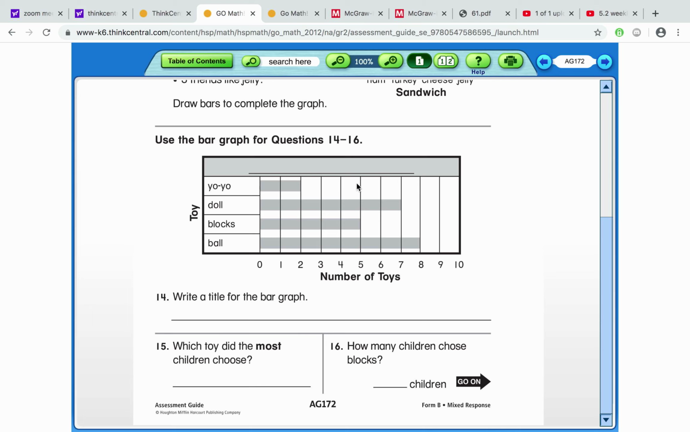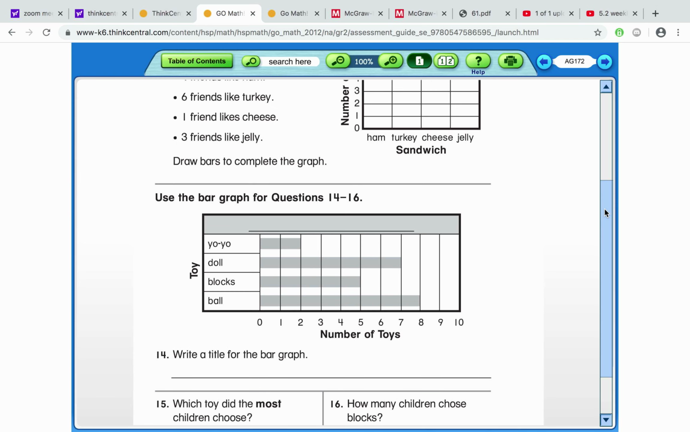Oftentimes it's about favorite things. So it could be a title such as favorite toys. It could be playing at recess, if it's something maybe like preschool and that's some of the toys they had. It could be for indoor recess. As long as it goes with choosing toys, it is exactly the right title. So you just have to make sure. You can't put something like favorite pizza toppings on this one. It's got to be about toys and the number of toys.